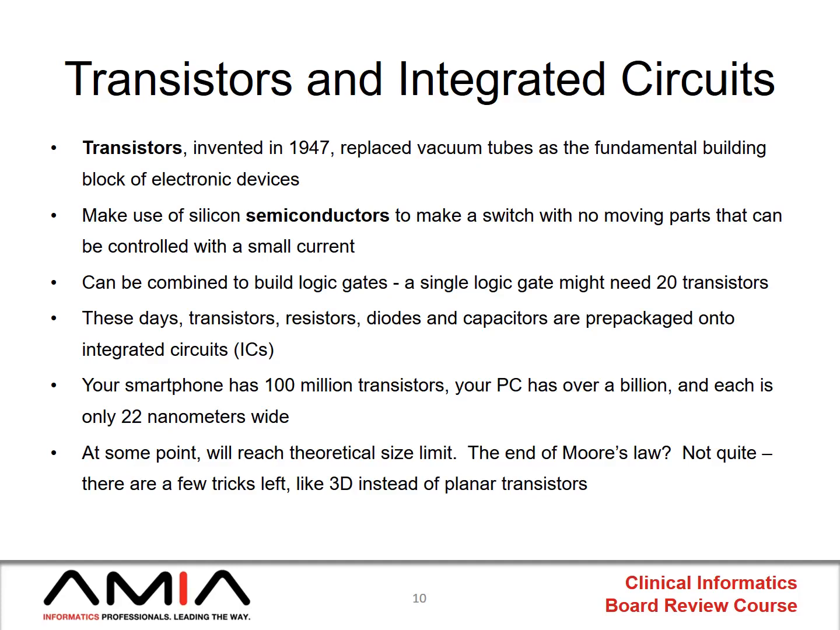In fact, people are predicting that at some point we'll get to an atomic scale where it's going to be too small to pack more and more transistors onto an IC. But there are still some tricks that the chip manufacturers have to continue this trend, like going into 3 dimensions instead of flat integrated circuits, but packing them into sort of 3-dimensional structures.